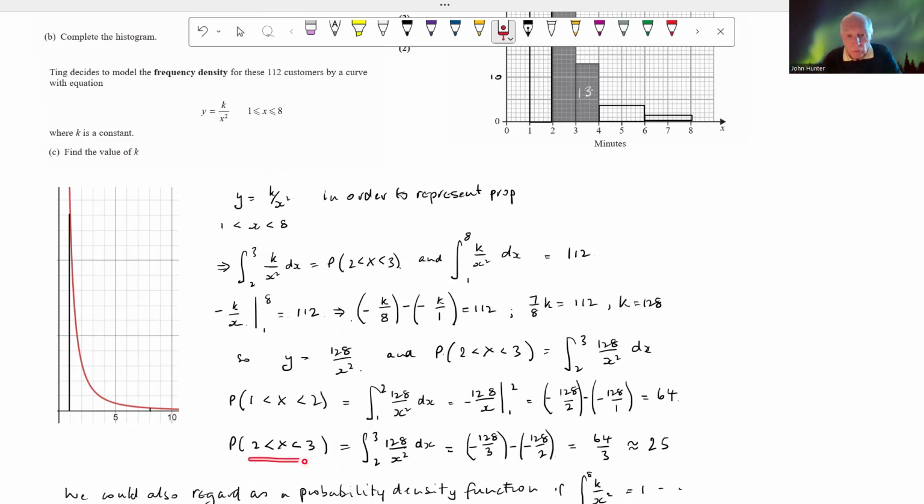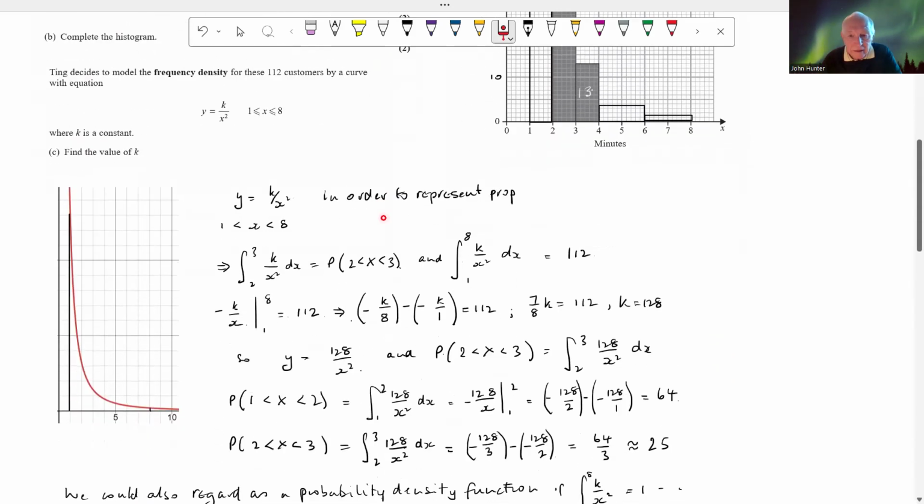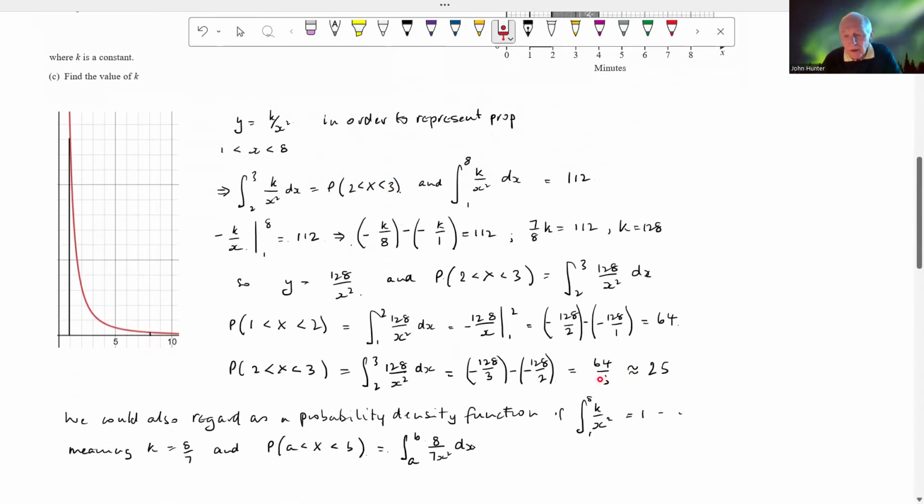If we actually apply it for between 2 and 3 minutes, we get 25, which referring back to the table, sorry, we get 21.3 recurring, which is kind of approximately equal to 25. It's a little bit of a departure, really, and that suggests maybe the model isn't quite so good. And we could go down all the categories and see how well they fitted. So I've not done that, but the point is, of course, they do all add up to 112.